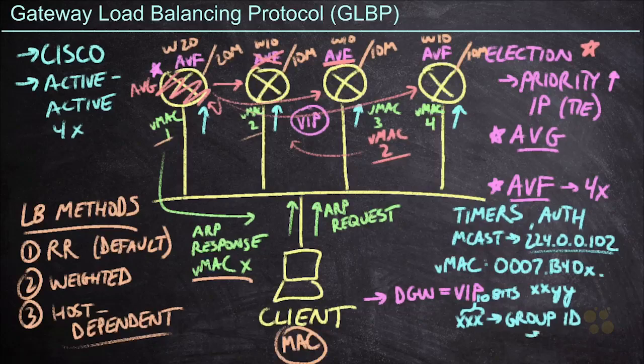And as a result, we only actually get 1,024 different groups in GLBP. I do not know why they configured it that way, but we do need to be aware of this. Now, the YY is new. We didn't have YY in HSRP or VRRP, and YY is going to be the AVF ID that is assigned by the AVG. Remember, we need different virtual MAC addresses for all 4 of these routers in our scenario. And so something has to be different, and yes, it's the YY at the end of the virtual MAC address that's going to differ among our different AVFs.